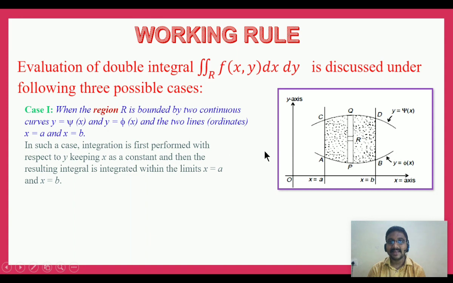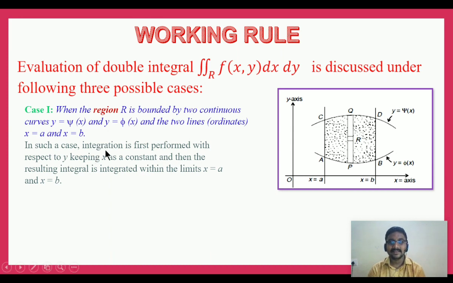Y limits are in terms of x. The lower limit is phi of x and the upper limit is psi of x, and the left ordinate gives the lower limit of x and the right ordinate gives the upper limit of x. Thus x limits are obtained. The limits of x must be constants. The limits of x are x equal to a and x equal to b.